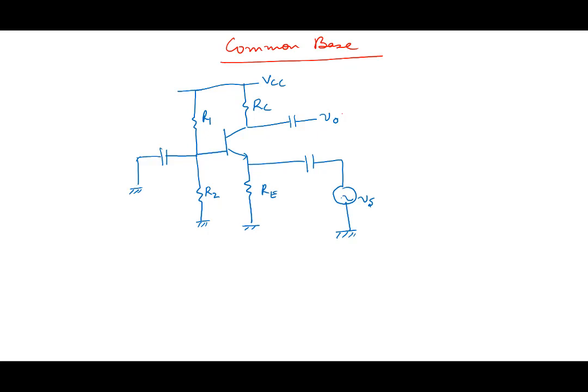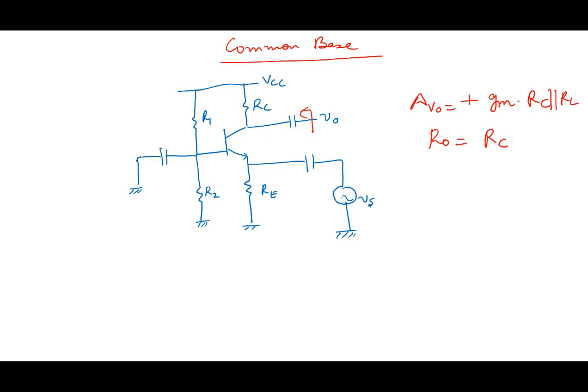I've asked you to show, I'm not going to do that, as part of the homework, that when you look at the gain here, AV0, it turns out to be plus gm RC. If there is a load, then you will put gm RC parallel RL. Output resistance looking from here is straightforward, very similar to the common emitter.